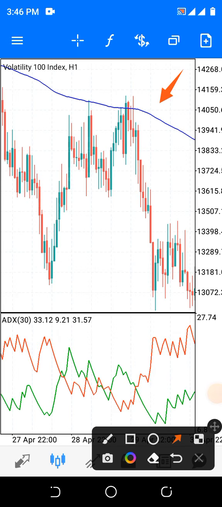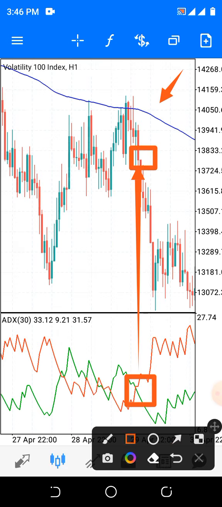Here is a cross. Do you understand? Then you trace it. So here you make your sell position. And this is a lot of gain.